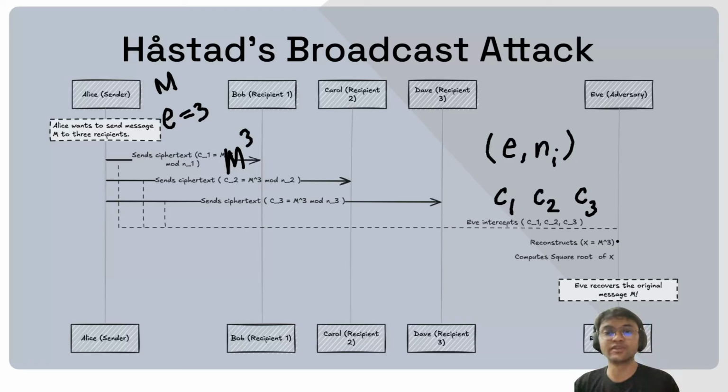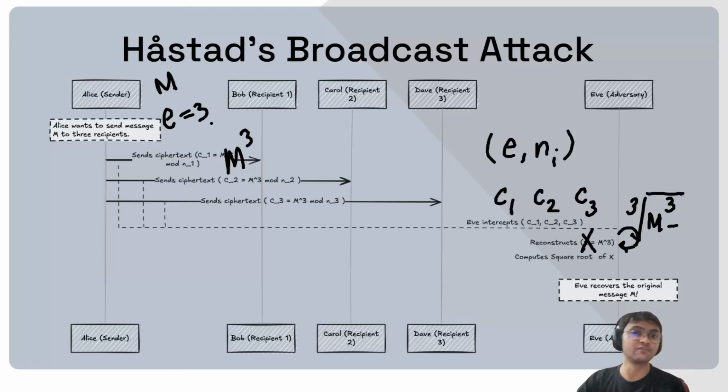Håstad proved that Eve, or the adversary, can reconstruct M raised to 3, and then to get the plain text itself, they compute the cube root of this computed X. Even though they do not have access to M, or they don't know M cubed, they can recompute M raised to 3 and thus take the cube root and get the original message M back.